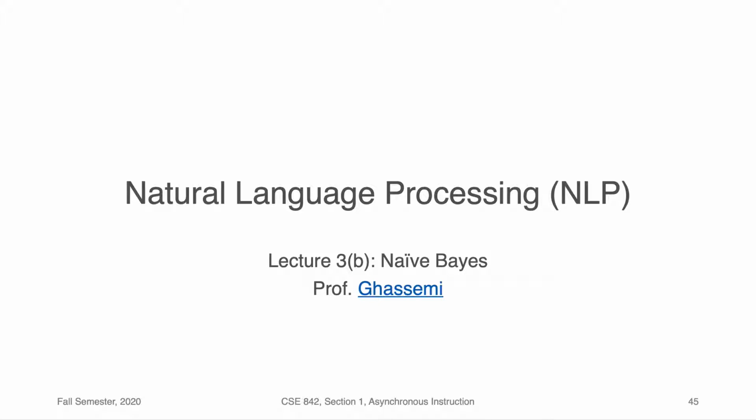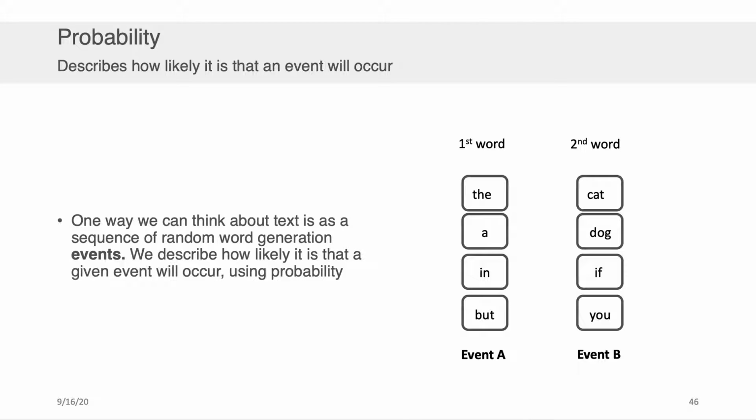Hi, Professor Gosimi here. In this component of the lecture, we will be discussing the naive Bayes algorithm. Now, one way to think about text is as a sequence of random word generation events.